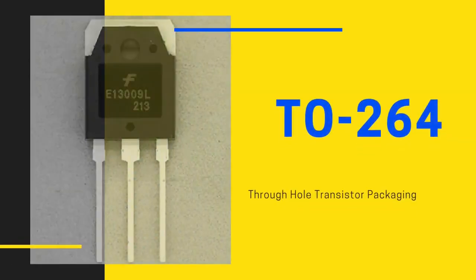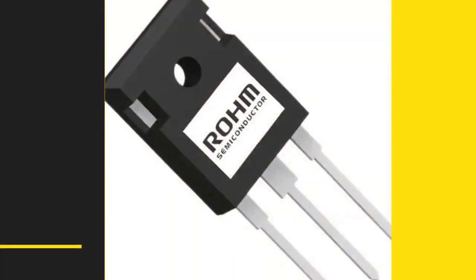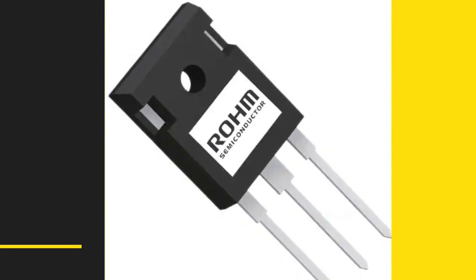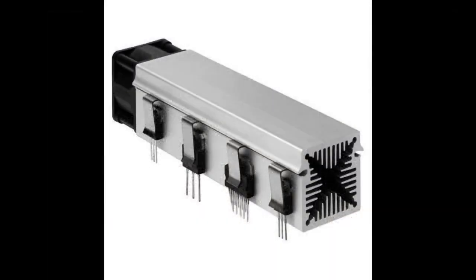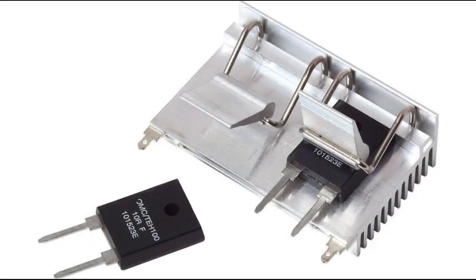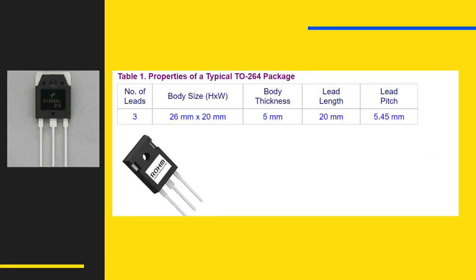The TO264 is a type of plastic molded package that is used primarily for high-power applications, where heat dissipation cannot be handled by common packages like TO220 and TO218. The TO264 body is designed for easy attachment to an external heat sink so that it can be operated with higher current capacity. The lead count of a typical TO264 package ranges from 2 to 5. The typical lead pitch of a 3-lead package is about 5.45 mm. Complete dimensional details are referred to in the table.